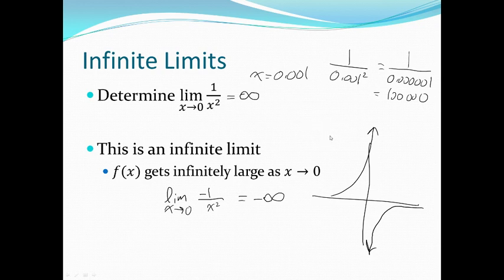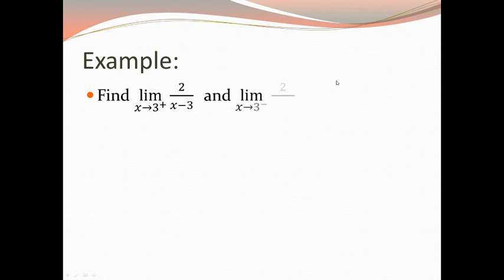It's going towards either positive infinity or negative infinity. Alright, let's go through an example. Find the limit of x going to 3 from the right side, and the limit as x goes to 3 from the left side of this particular function. Okay. You can sort of do this by hand, or you can graph it.